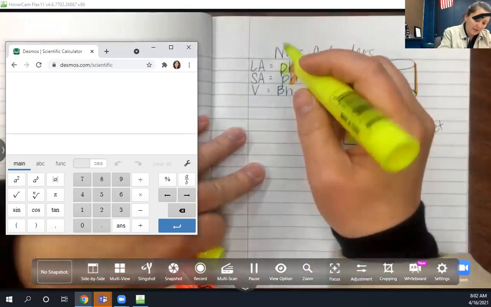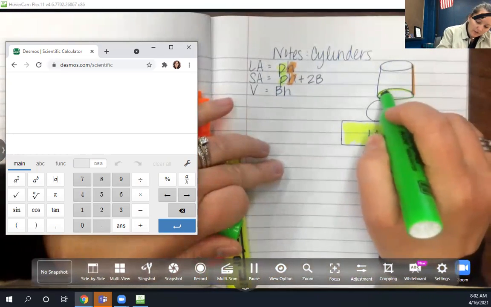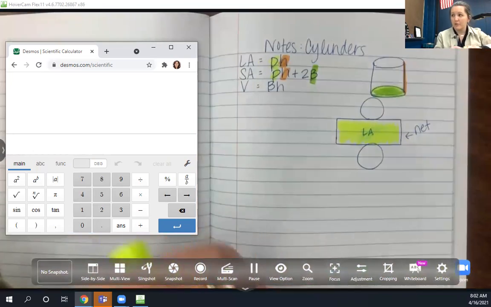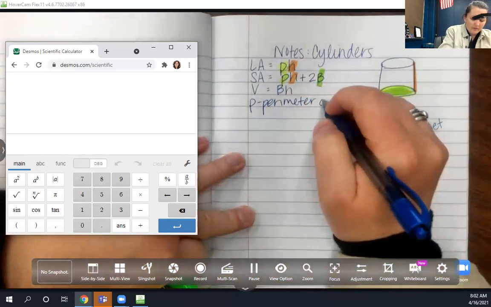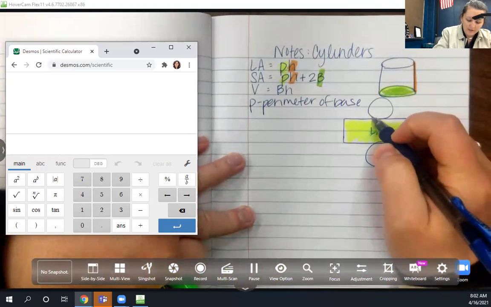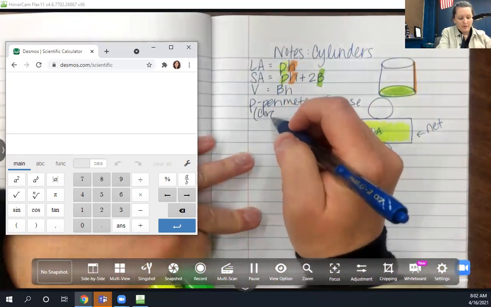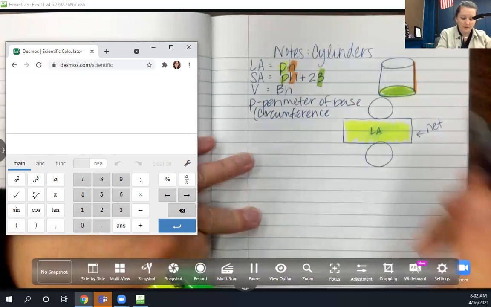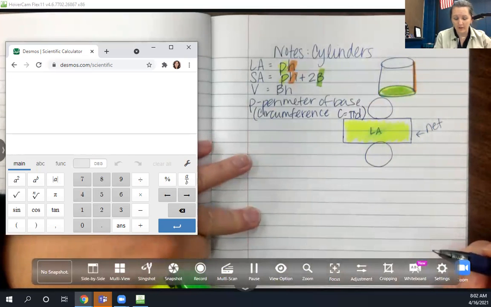Now I've got to go find my green one, that way you can see the base area. If we colored all this in, if we found the area of the base, that would be our base area. So just a reminder of all of those things. P is perimeter of base. In this case, if I wanted to find the perimeter of a circle, or the distance around a circle, that's called your circumference, right? So the perimeter of a circle is really called your circumference, and the formula for circumference is pi times diameter, or 2 pi r, either way.